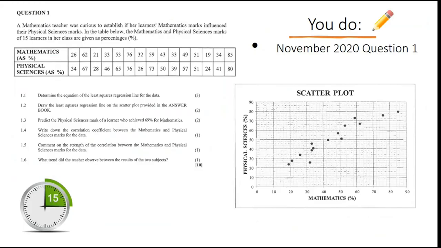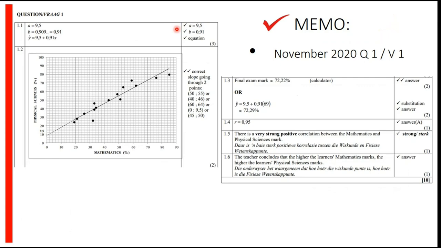Okay, guys, now we come to the you do part. Sorry if you're not done yet, but we have to do this now. Can you see there's a mark for the A and the B? That's simply with the calculator. And then you write it in the equation. Now, if your A value is incorrect and your B value is incorrect, but then you write the equation using your A and your B values, you will still get that last mark. So you won't lose all the marks there.